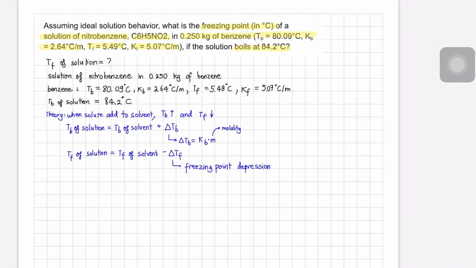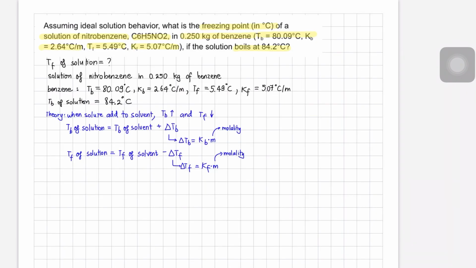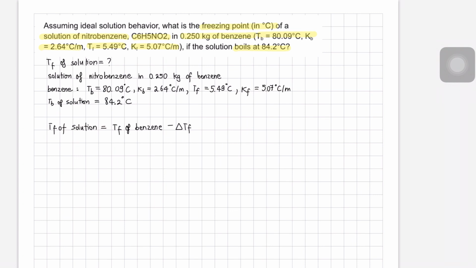Next, we have the freezing point of the solution. That's going to be the freezing point of the solvent minus delta Tf, which is the freezing point depression. And the formula for freezing point depression is going to be equal to Kf times molality. And so in our case, we need to find the freezing point of the solution, and the formula for that is going to be Tf of benzene minus delta Tf. We are given the freezing point of benzene being 5.49 degrees Celsius.